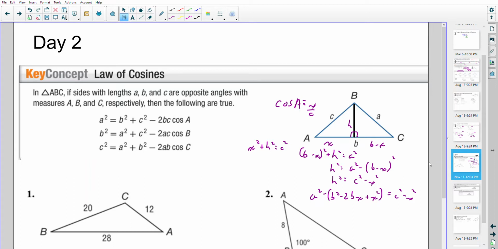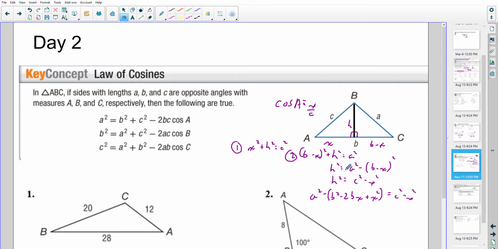The law of cosines can be derived again by looking at the generic non-right triangle and dropping down a height and labeling it as h. Now, when you do so, you can use the Pythagorean theorem on the left side and the right side. So your two equations are going to be x squared plus h squared equals c squared, and the second one is (b minus x) quantity squared plus h squared equals a squared.